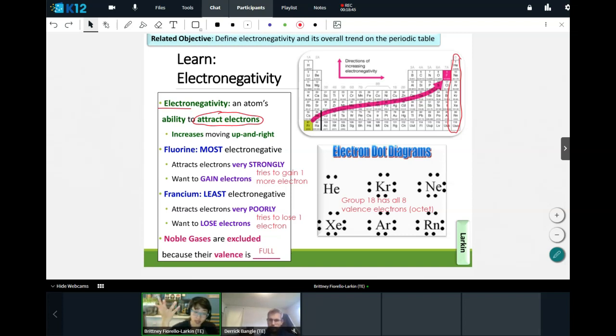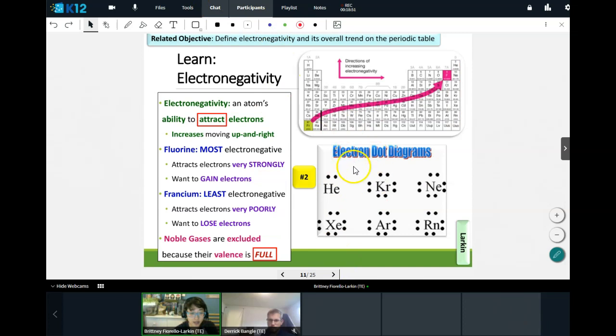So if you're ever looking at noble gases, you see group 18, ignore group 18. Okay, now let's go ahead and fill in number 2.